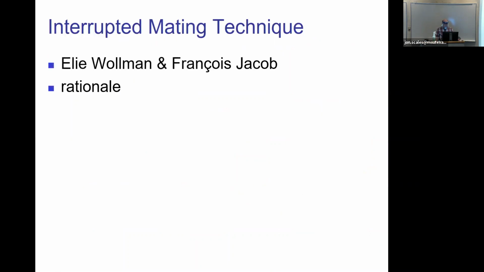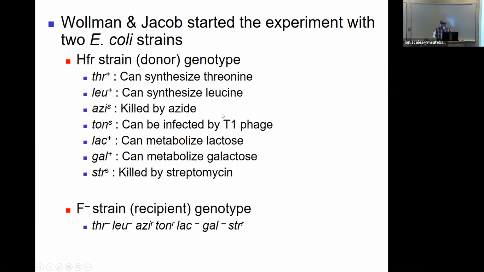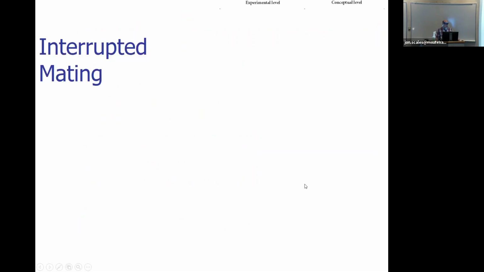So this was done by these two people, Elie Wollman and François Jacob. And so they said, look, we could just take a bunch of different strains with a bunch of different genotypes and mix them up with a whole bunch of minus strains with a whole bunch of opposite genotypes and just look and see how long it takes for everything to get transferred, okay?